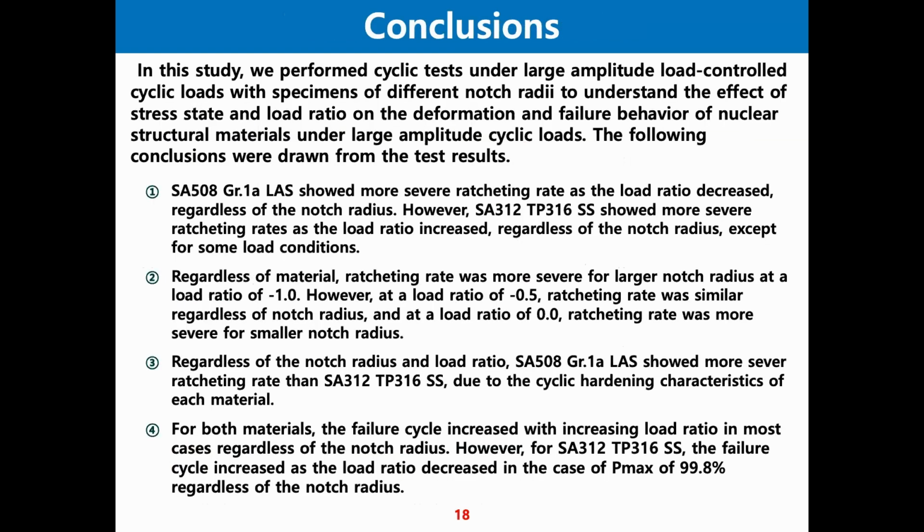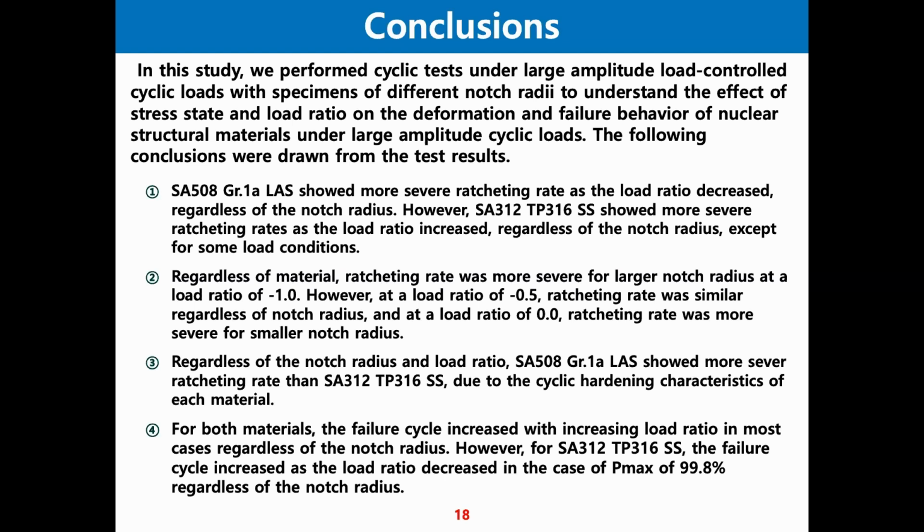And the final conclusions. First, SA5 grade 1A roller steel shows a more severe ratcheting rate as the load ratio decreased, regardless of the notch radius. However, SA312 TP316 stainless steel shows a more severe ratcheting rate as the load ratio increased, regardless of the notch radius, except for some load conditions.